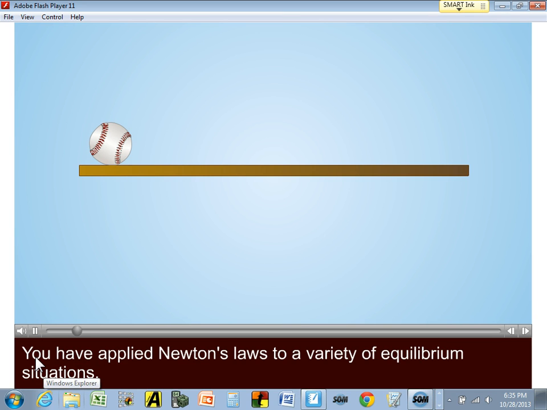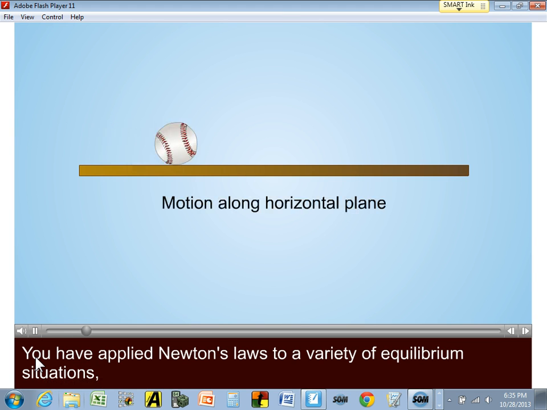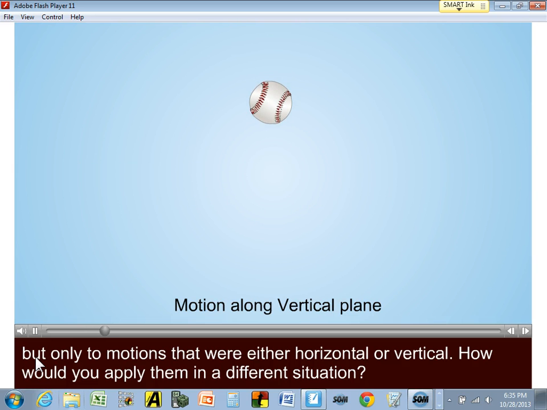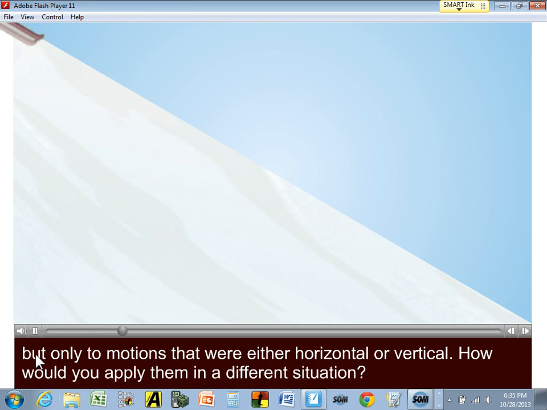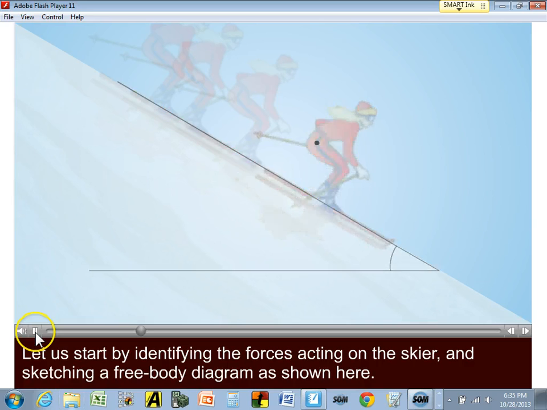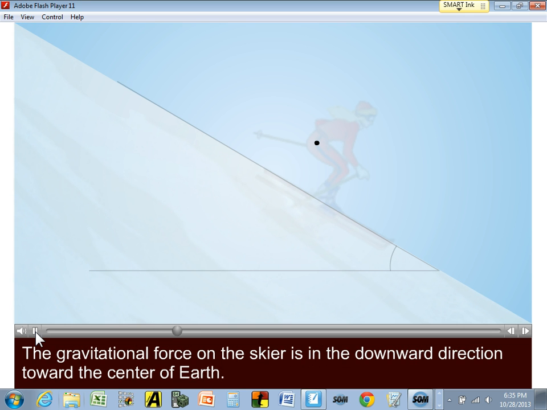You have applied Newton's laws to a variety of equilibrium situations, but only to motions that were either horizontal or vertical. How would you apply them in a different situation? Say, a skier gliding down a slope. Let us start by identifying the forces acting on the skier and sketching a free body diagram as shown here.